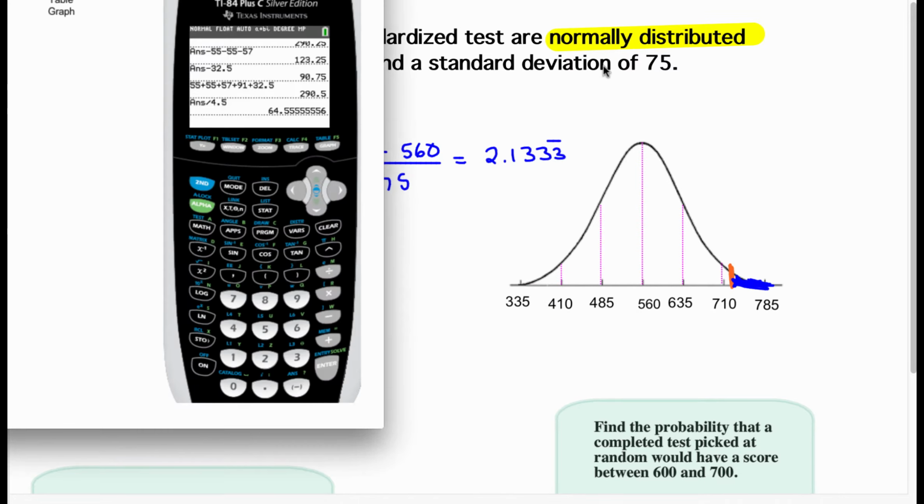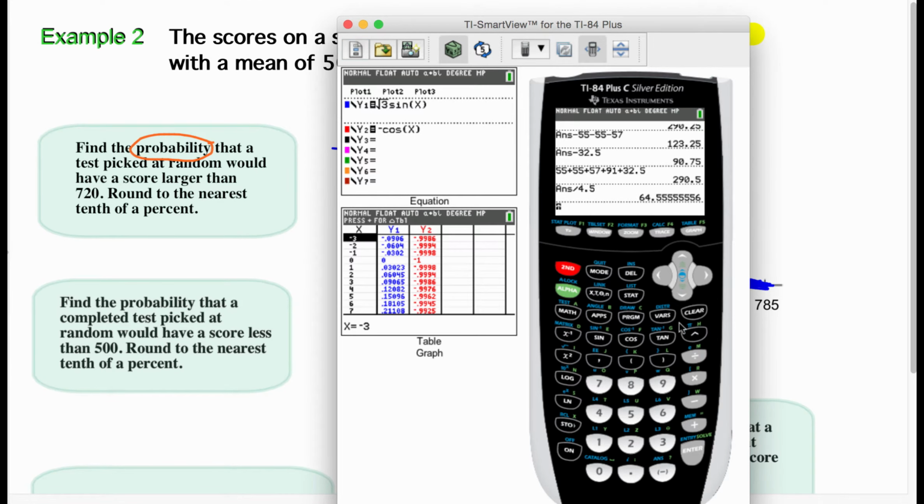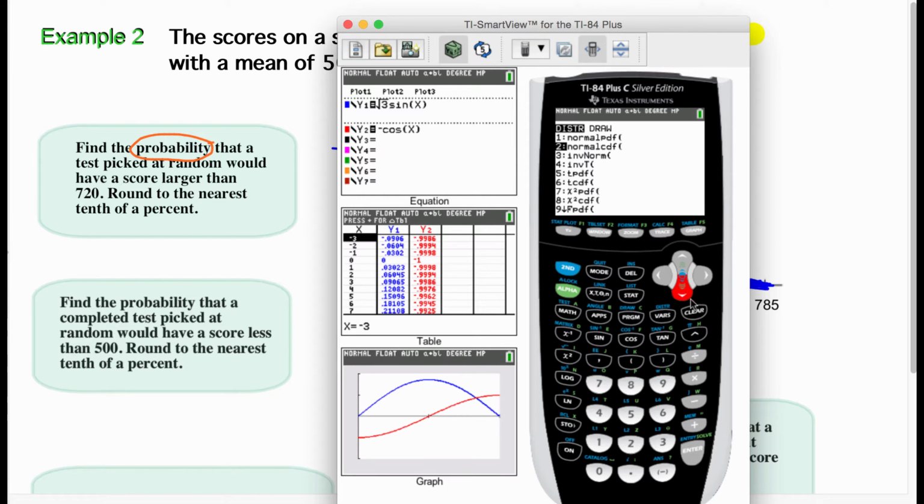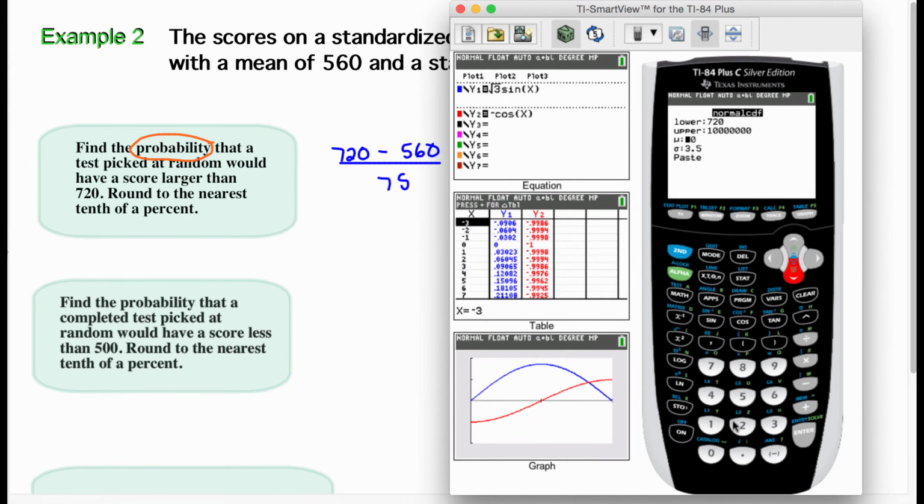All right, now you, with your lovely calculators, you really didn't need to know that z-score, but I'm going to show you how your calculator can work both ways. So we know we're going to go into distribution. We're going to go down to normal CDF. And we can look at it this way. We can say we have a lower bound of 720. We have an upper bound of, I don't know, because we want to look above 720, so I'm going to put a very large number in there. Our average was 560. And our standard deviation was 75.